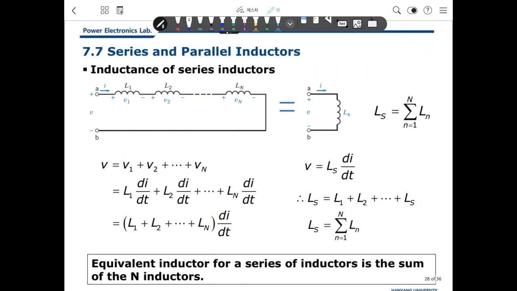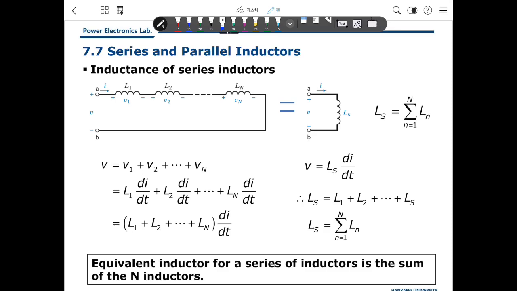Next, we discuss the series inductor or parallel inductor. This is the dual of the capacitor. The inductor's case is very similar to the resistor case. So first we discuss the series inductor.